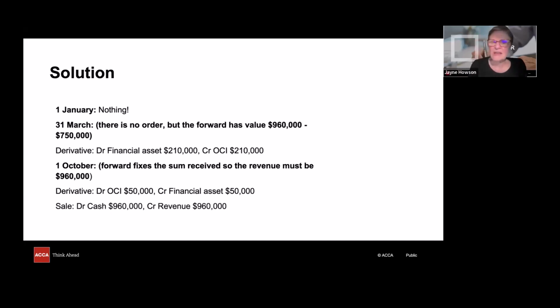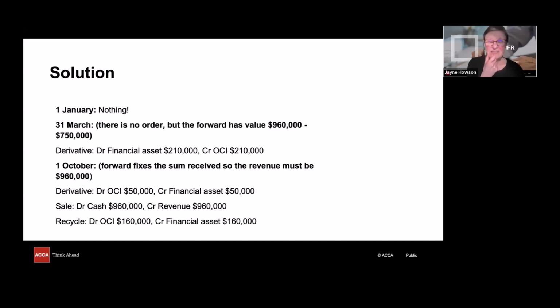I'm then going to record the sale because we're told in the question the sale takes place. The money comes in. I have to reflect what actually happens. The cash we receive is 960 because I've fixed the exchange rate. And the revenue will also be recorded at that. So at this stage, I'm putting through the difference between what the exchange rate is on the date of the invoice and the actual money received, 160,000, as part of my revenue.